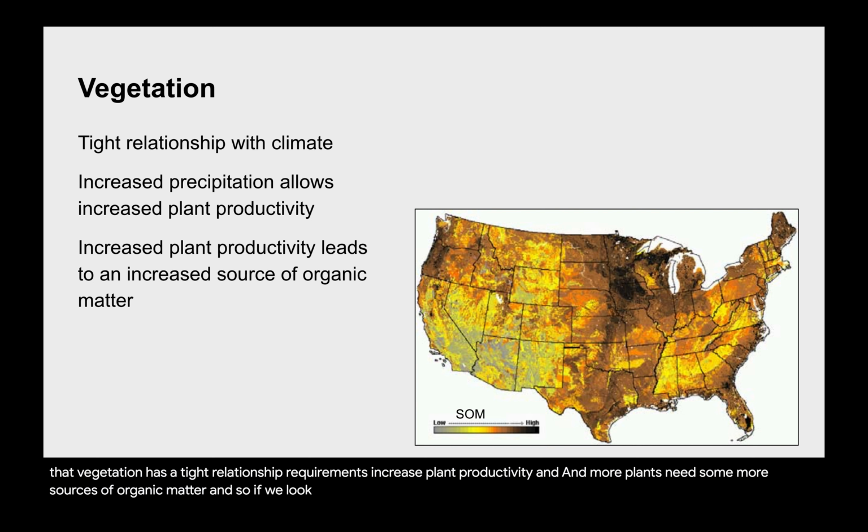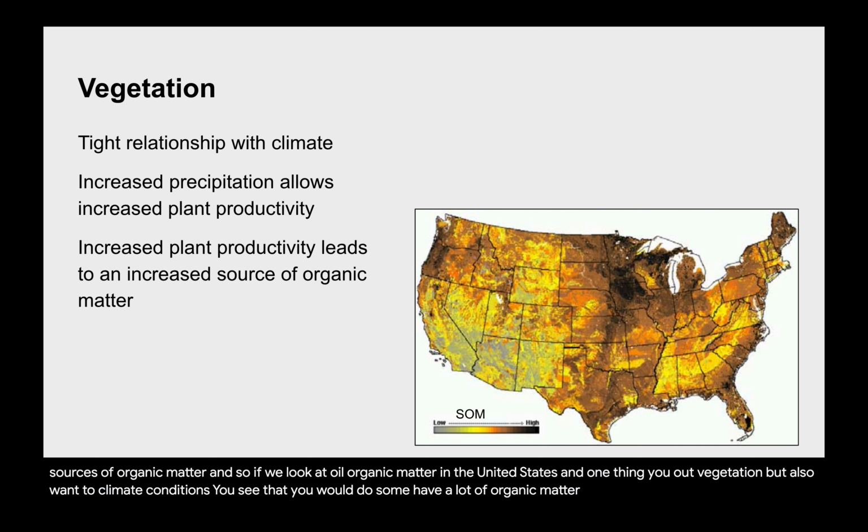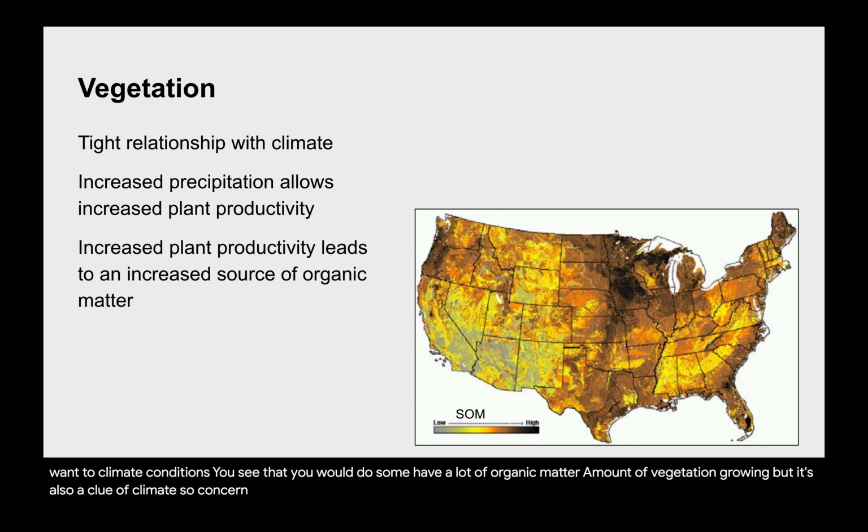And so if we look at soil organic matter in the United States, and we're thinking about vegetation, but also those climate conditions we talked about, moisture and temperature, we see that, indeed, we do tend to have a lot of organic matter in this upper Midwest area. We have a decent amount of vegetation growing, but it's also a cooler climate, so things aren't decomposing as fast. This coast area tends to have a little bit more vegetation right here, too. It can be really wet and green and cooler conditions, but a lot of growth and rainforest in this area. Some really interesting interplays of organic matter.